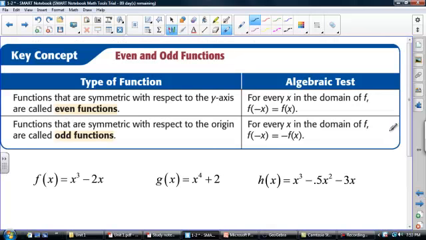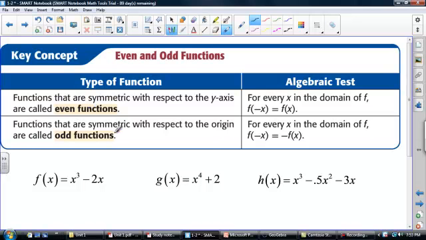Okay, last concept, even and odd functions. If I'm looking at an even and odd function, this tells me if the functions are symmetric with respect to the y-axis, they are called even. Remember, if it's symmetric around the y-axis, I plug in -x for my x values, simplify it and check it. If you start and end with the same thing, you know it's even.